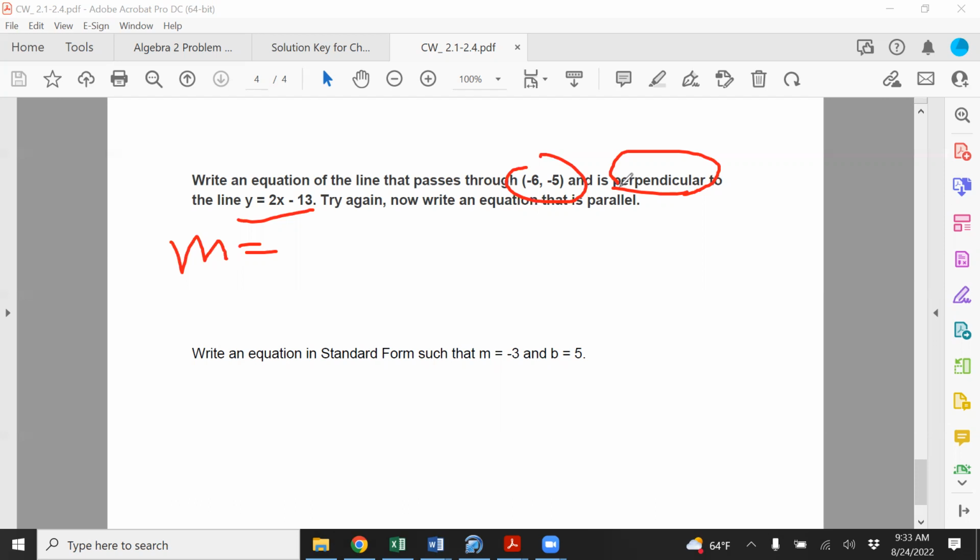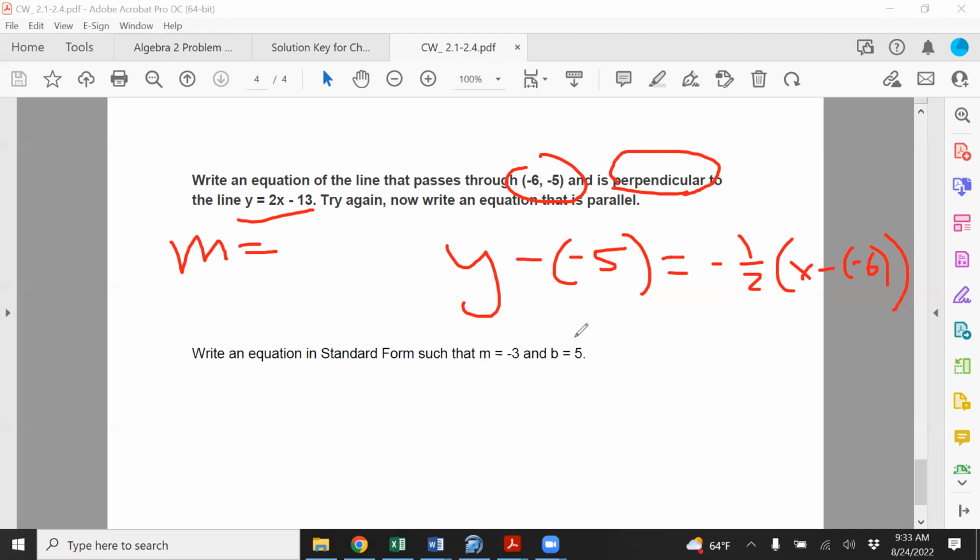So I'm gonna do this. Here's the plug in, right? Y minus -5 equals -1/2 times x minus -6. And just clean it up a little bit, make it look a little nicer.